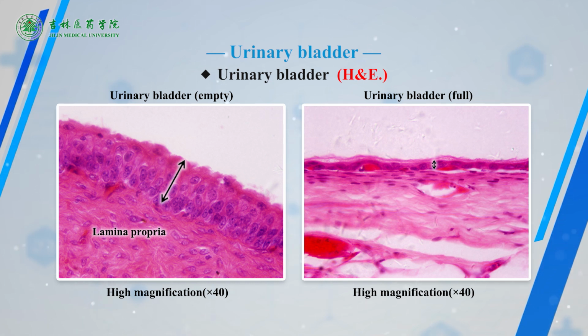Compare the structure of the transitional epithelium when the urinary bladder is empty or full. When the bladder is full, the epithelial cells slide upon one another, which reduces the thickness of the epithelium. As a result, the interior surface of the bladder increases.